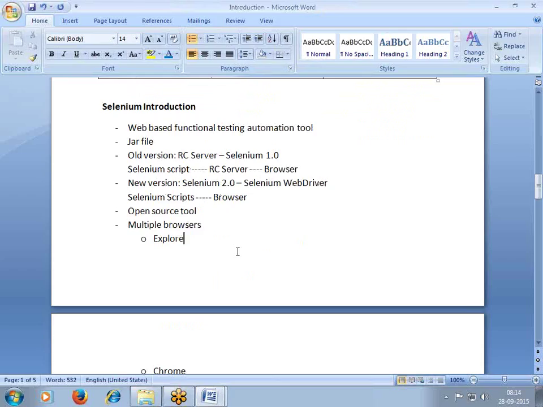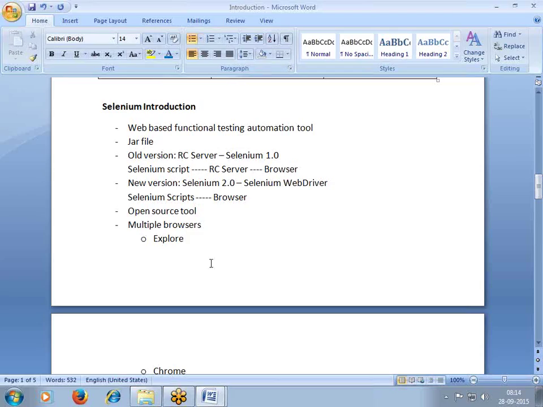It is not possible to automate all web-based applications using Selenium. There are some limitations. That's why we first have to do a feasibility analysis. If you can automate the application using Selenium, then they will go with Selenium. Otherwise, if it is not supported properly, they won't. So feasibility analysis is the most important step before starting any automation project.